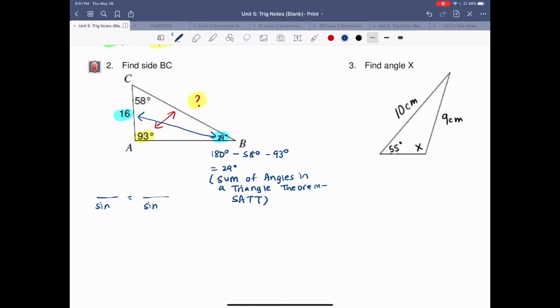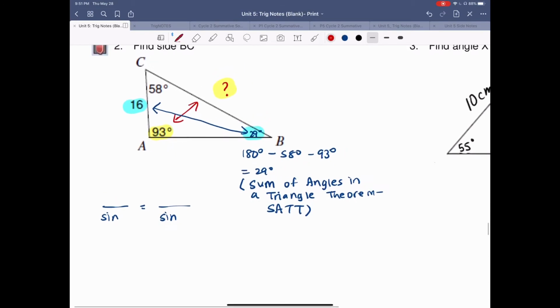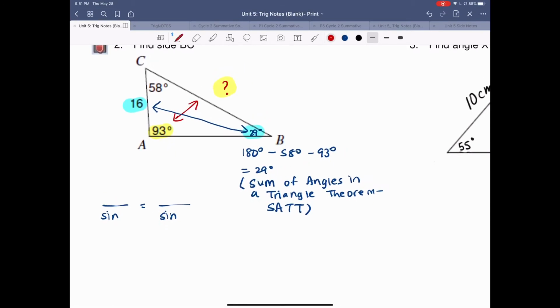Actually, I'm going to change the way I write this. If I write it as A over sine A equals A over sine B, I might end up writing the wrong letters in. So I'm going to label this as B, this is C, and this is A. I have angle B and side length B, so I'm going to write it so that I have B divided by sine B, because that's what I have. And I have to solve for A, and I have angle A.